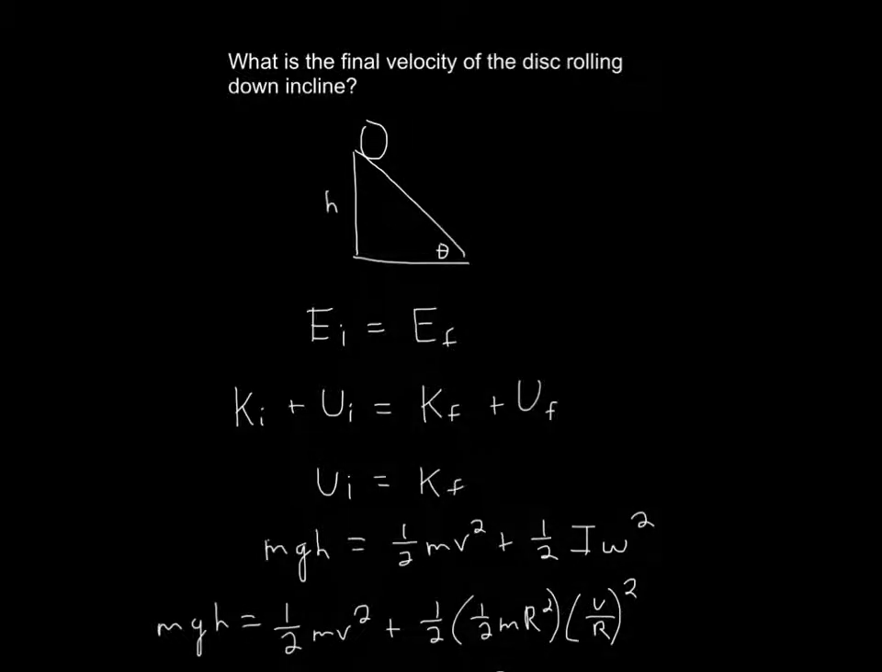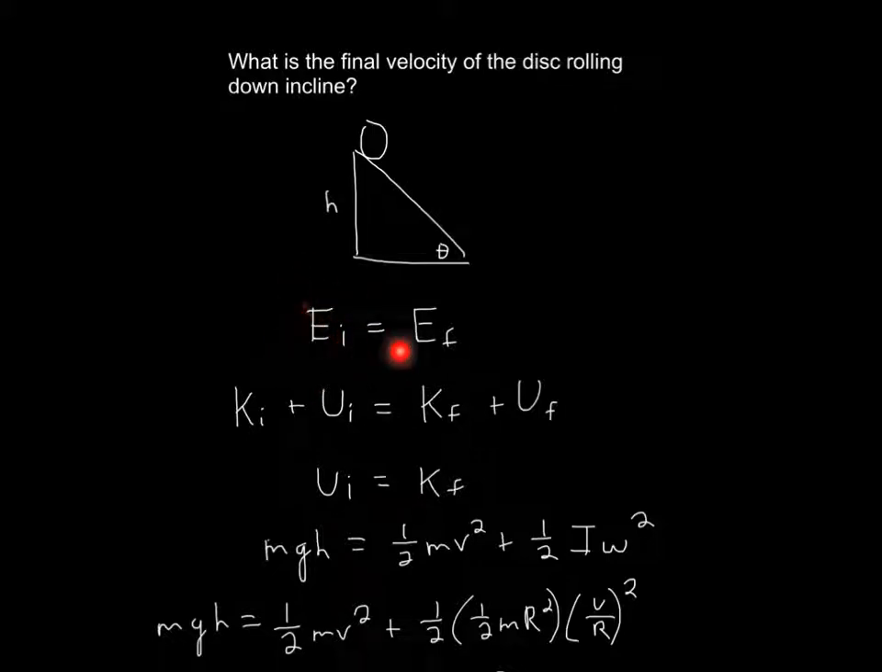For this problem, they just ask, what is the final velocity of the disk rolling down the incline? In this problem, they actually don't give you any numbers. You have to figure it out using only the concepts and formulas. The other thing is that the disk is at rest at the top, and then it will roll all the way down. So given that, we can start.